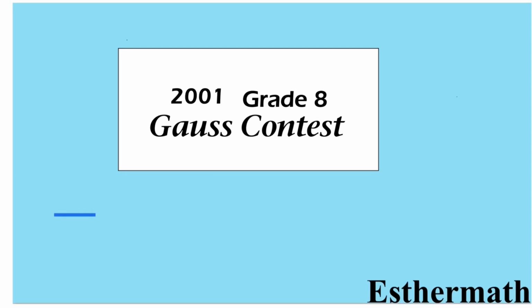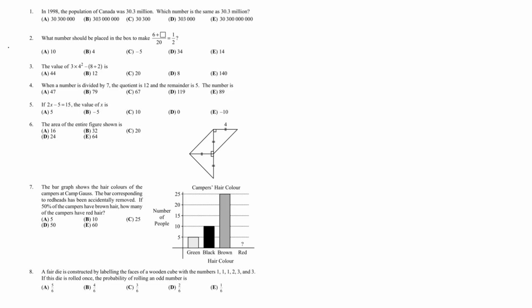2001 Grade 8 Gauss contest. Number 1. In 1998, the population of Canada was 30.3 million. Which number is the same as 30.3 million?